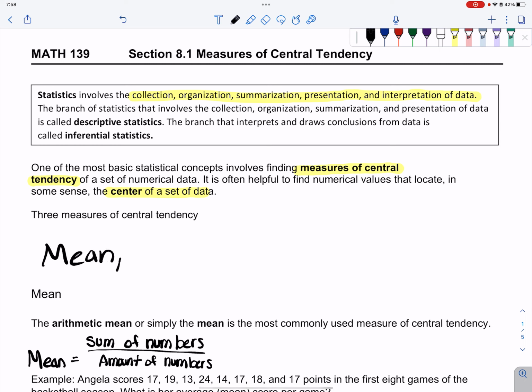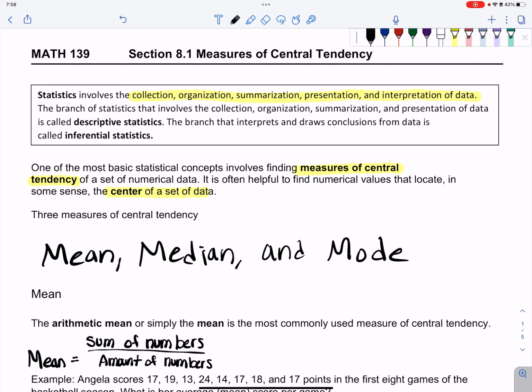The first one being the mean, the most standard average. And then we have our median. And lastly, we also have the mode as our three different types of averages that we can calculate from our data set. The first one that we're going to start off with here is our mean.